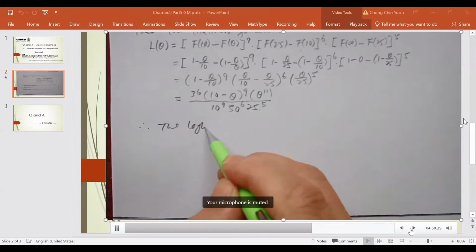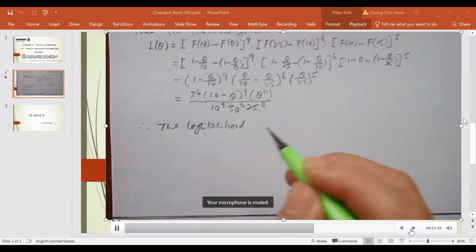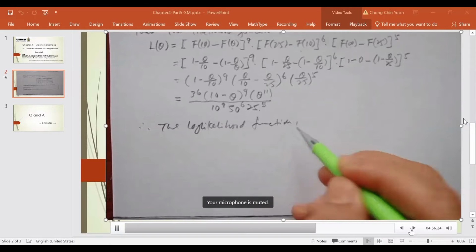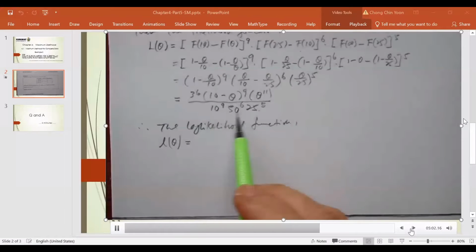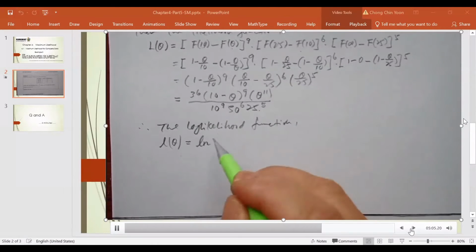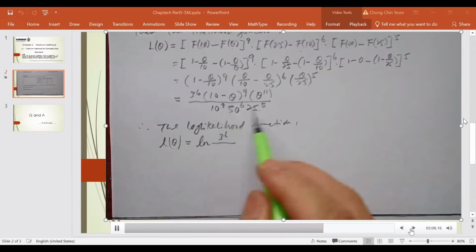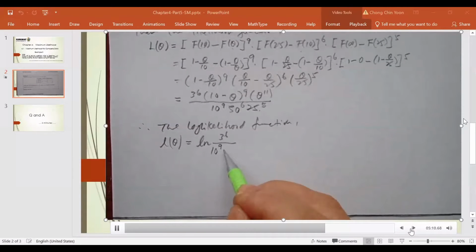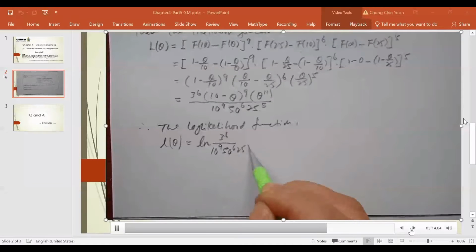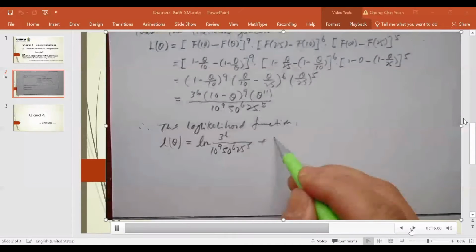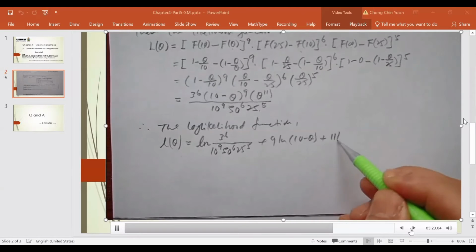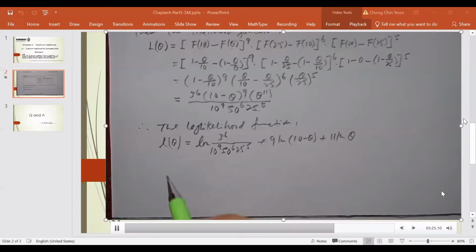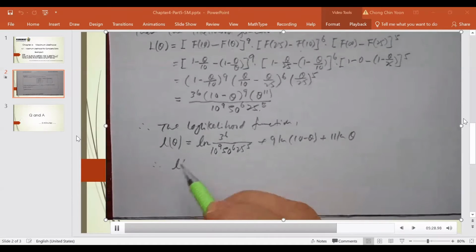Hence, the log likelihood function, which is given by the following. So we take log, then we will have log 3 to the power of 6 divided by 10 to the power of 9 times 50 to the power of 6 times 25 to the power of 5, and plus 9 times log of 10 minus θ, and plus 11 log θ. Thus, we differentiate the log likelihood with respect to θ.